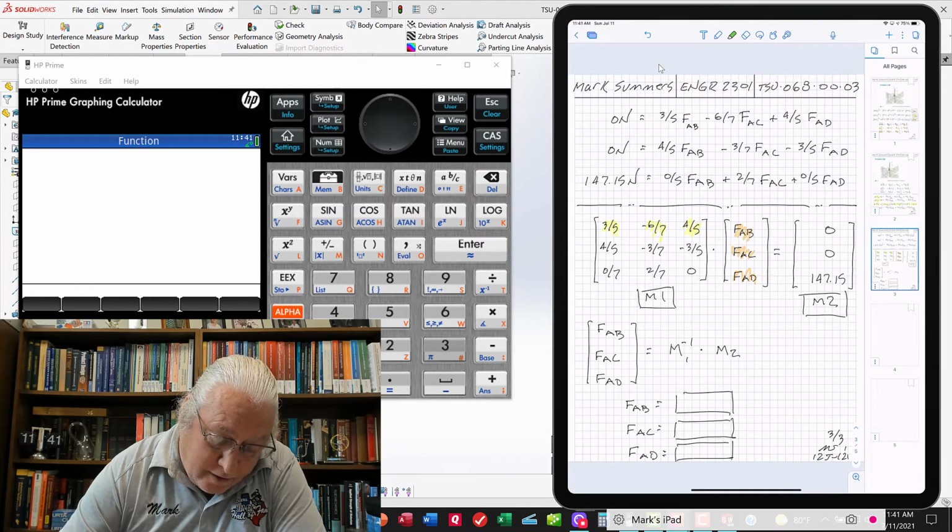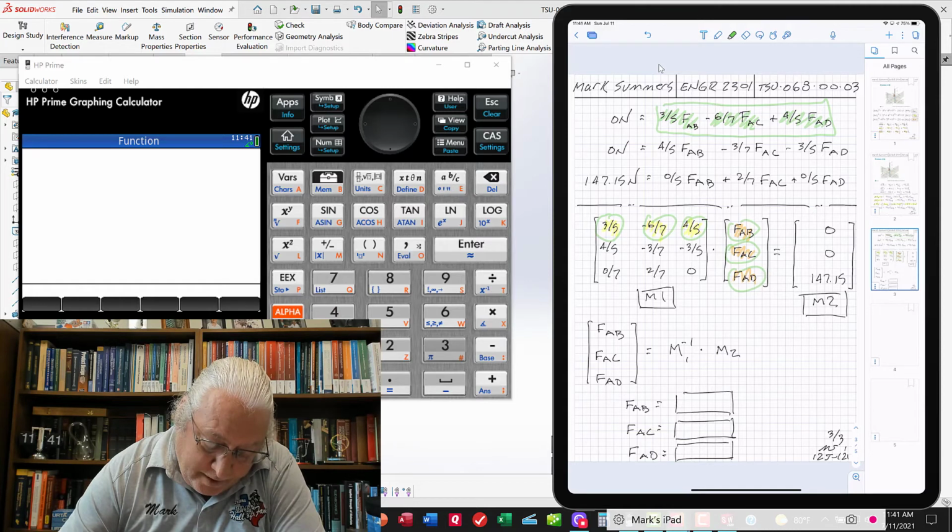So looking at this equation right here, I've got 3/5 times FAB, and I've got minus 6/7 times FAC, and I've got plus 4/5 times FAD. So I can continue that with the other two equations, put those in the second row, and then this last equation will go in the third row.